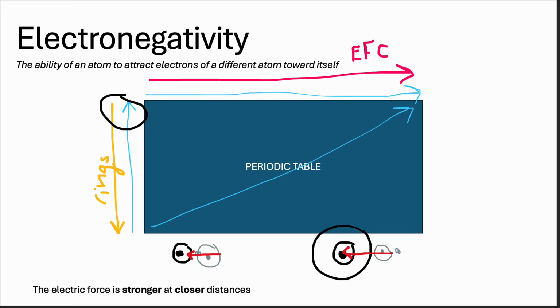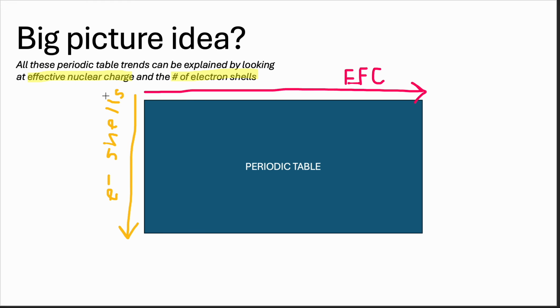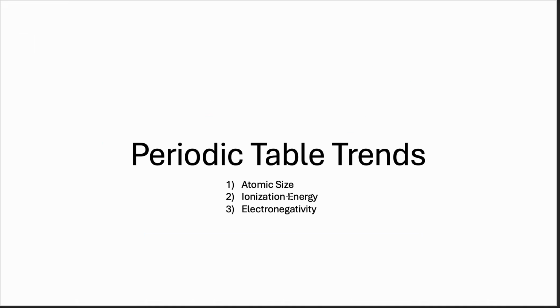So those are our periodic table trends. And again, the most important thing is that you can take this big picture idea of effective nuclear charge and number of electron shells and connect it back to these different topics.